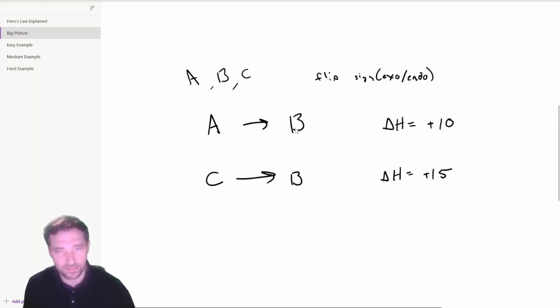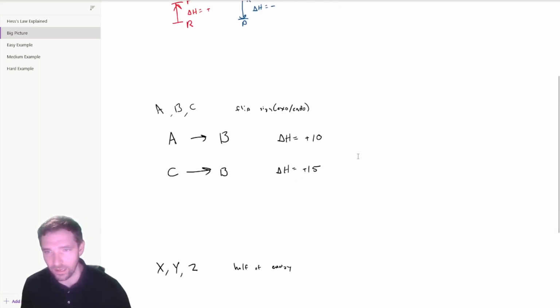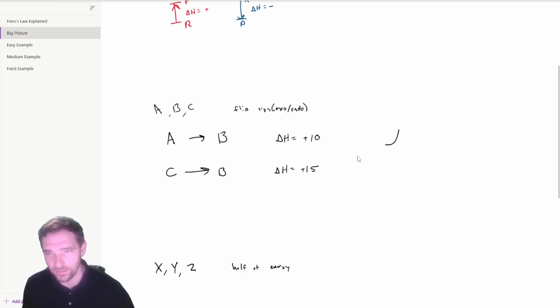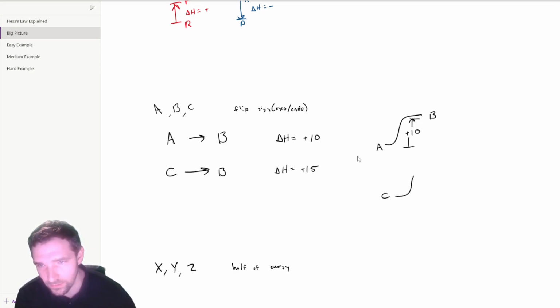We could think of this as A getting up a hill, right? So A is down here and B is up there. That change in H value is a +10 going from here to there. Then you can think of this as C now going up to B, and this is a positive 15 change.